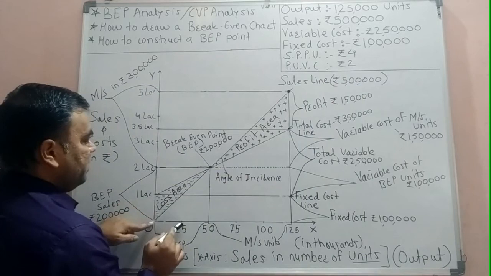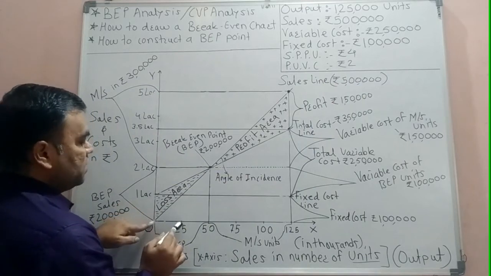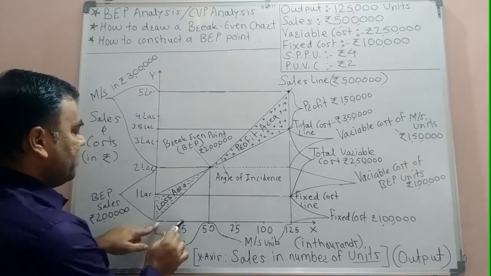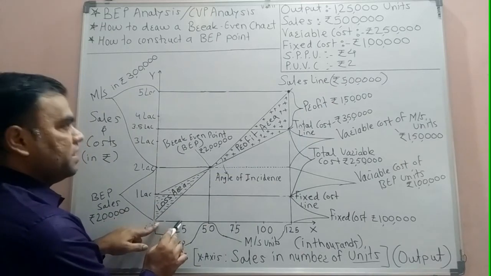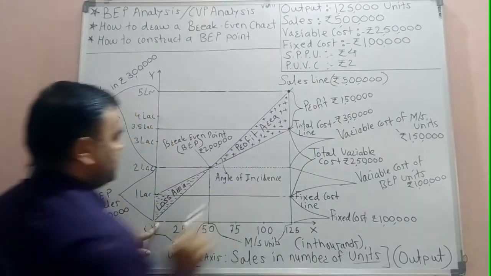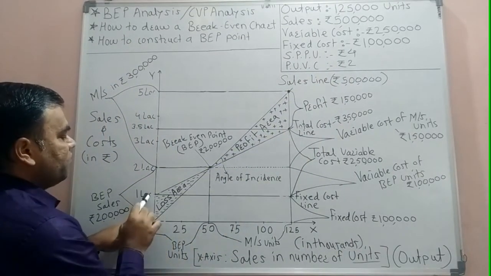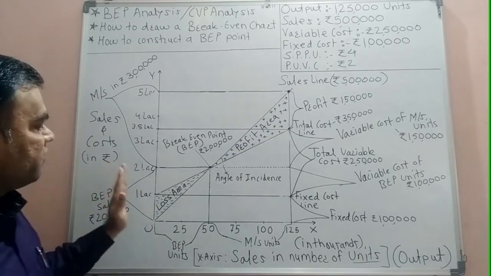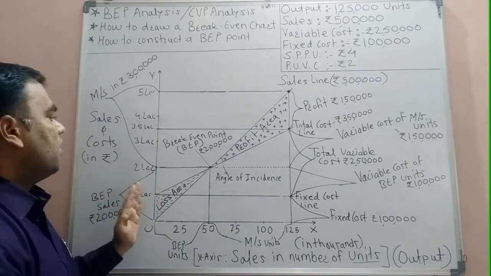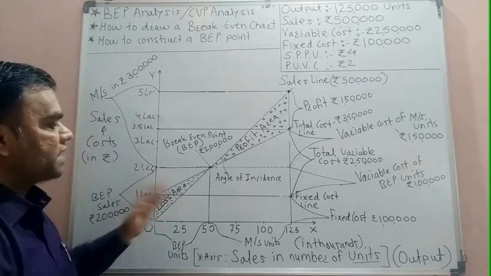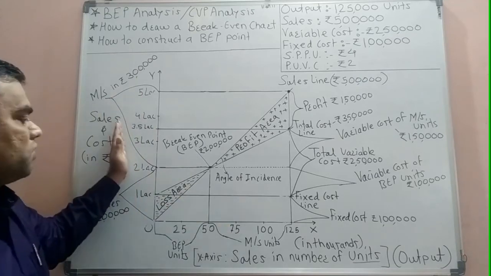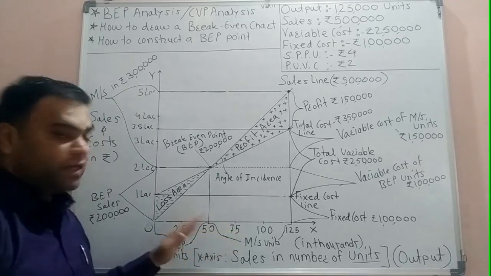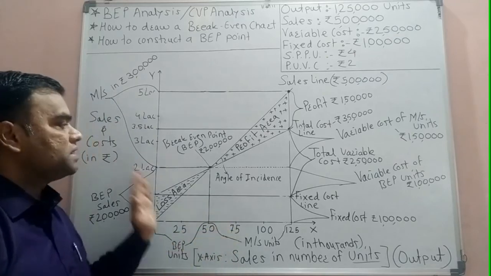So the first point on the x-axis should be interlinked with the first point of the y-axis. You can see 25,000 units into rupees 4, then sales will be 1 lakh. So 1 lakh is the first point, and 25,000 is also the first point. Okay, that we have to confirm. So how to draw the y-axis and x-axis, which variables to show on each, and how many points to be made on both axes, we have discussed.